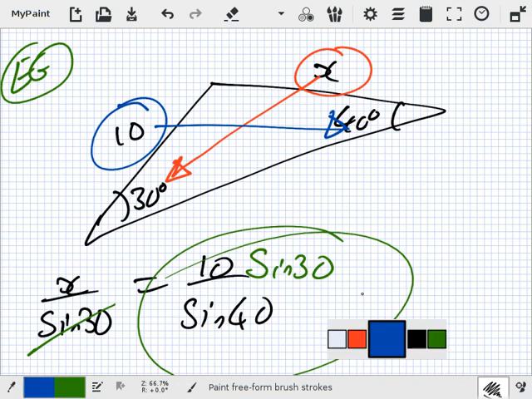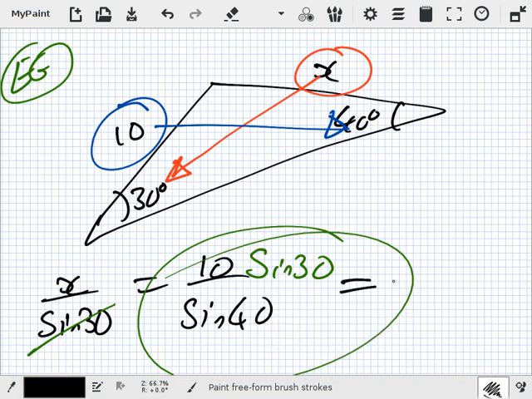So can you just type that in and we'll see what we get. 7.8? Is that right? Yeah? 7.7. Yeah. Okay.